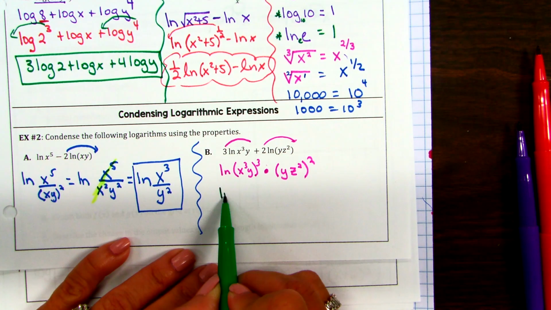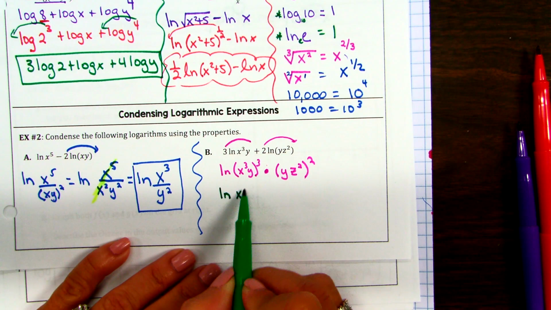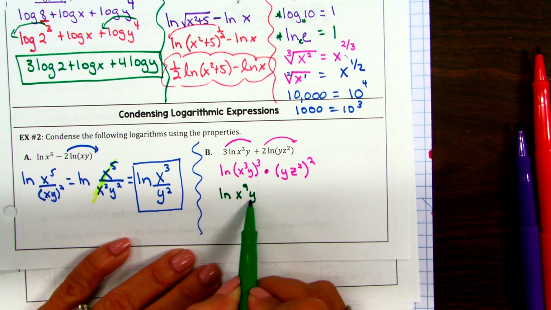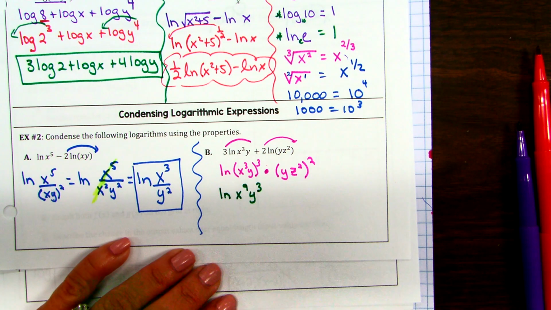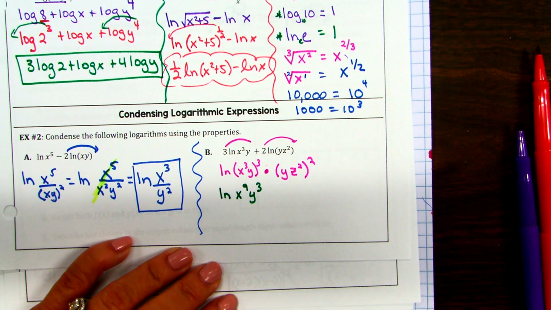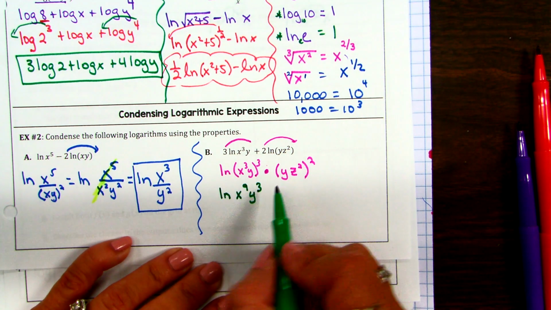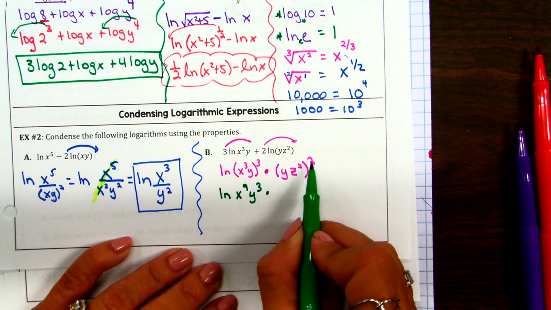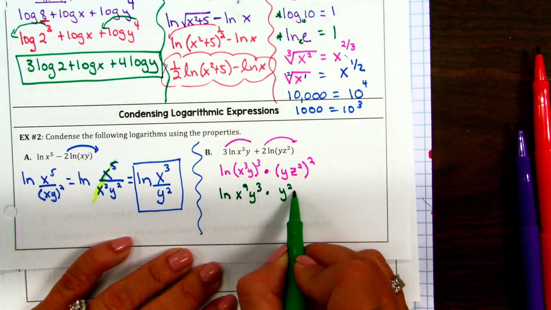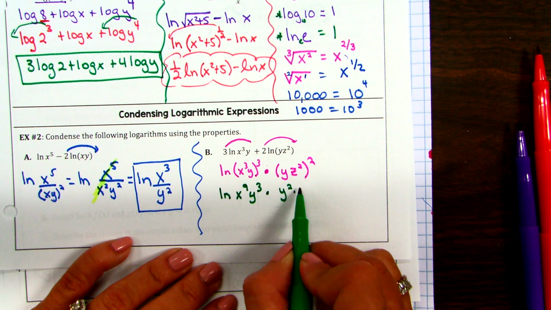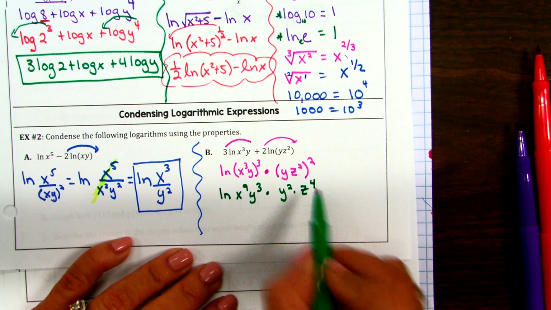Okay? So that would be natural log x to the 9th, y to the 3rd. Again, you could put parentheses around this or not. It's not necessary, but if you do, it's not wrong. Okay? And then over here, y to the 2nd times 2 times 2 here, z to the 4th.